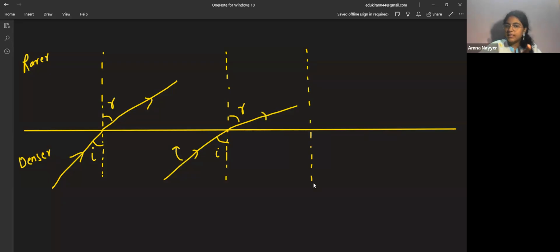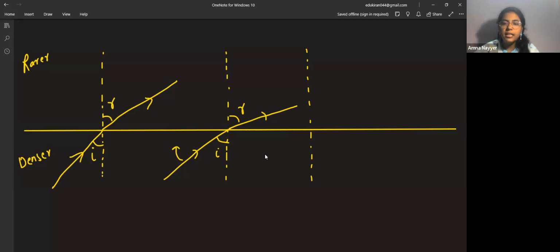Now see class, this was the first case, second case. Now look at the third case. If I increase this angle even more, what will happen? The refracted ray will also tilt more. Initially, it was like this: incident ray, refracted ray. Increase the angle of incidence, and this also increases. If I increase it more, it will become like this.